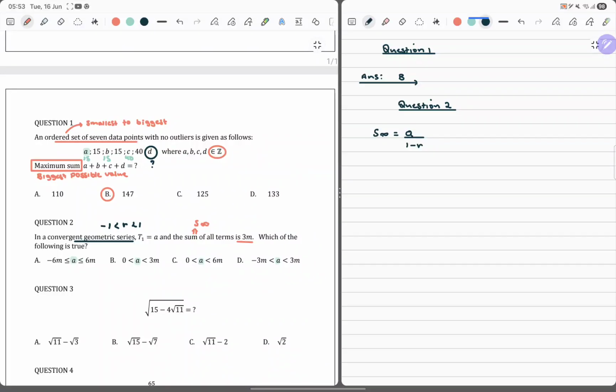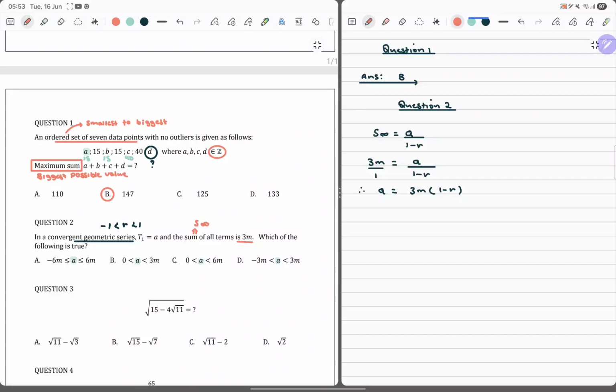Okay, r in this case should range between 1 and -1. Now we're told that this is 3m. This is equal to A over 1 minus r. Now this is all over 1. Cross multiply. We can see that A becomes 3m into 1 minus r. Right. So now in this case, we are somewhat in trouble. So how do we move around to try and uncover what is going on here?